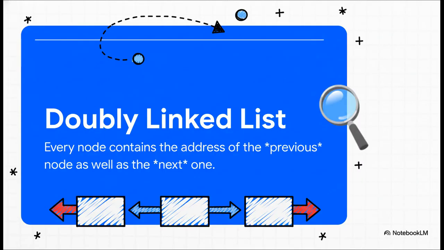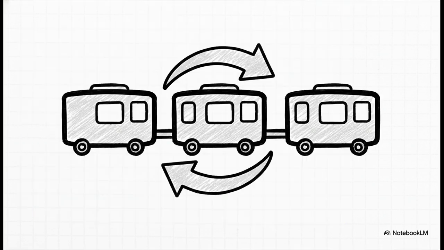The solution is this tiny but absolutely brilliant change. Every node now has two pointers. One still points forward to the next node, but now we have a brand new one that points backward to the previous node. And all of a sudden, our train car analogy gets a major upgrade. We can now stroll freely between all the cars, forward and backward, no problem.